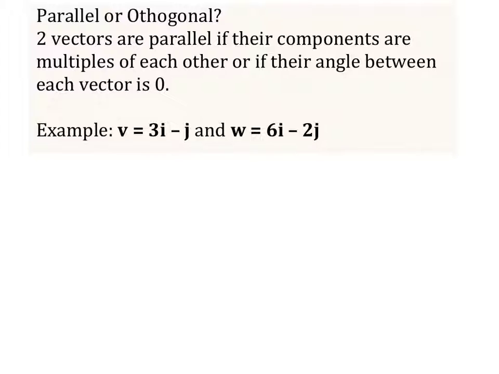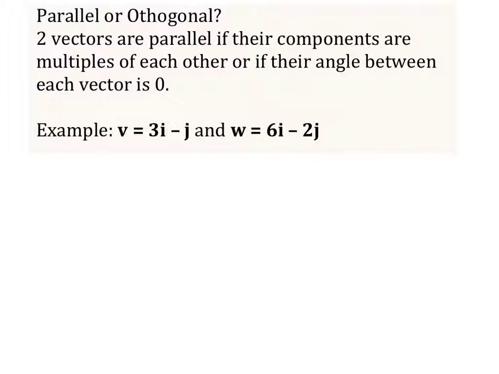Alright, so parallel or orthogonal. Parallel vectors happen when the two vectors have an angle between each other of 0. Okay? If the angle between two vectors is 0, they are said to be parallel. Another way to look at it is if you can consider the two components of each vector multiples of the corresponding components, then they're also parallel. So like in this case here, 3 and 6. 6 is a multiple of 3, right? So is 2 and 1. Negative 2 and negative 1, rather. So because both components in each vector are multiples of each other, they are also parallel vectors, okay?